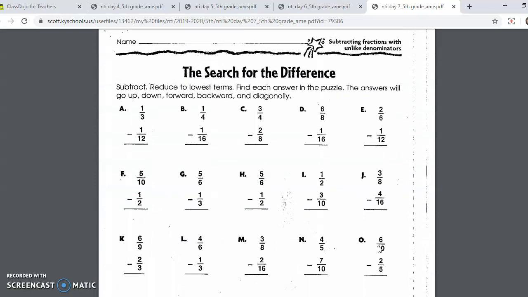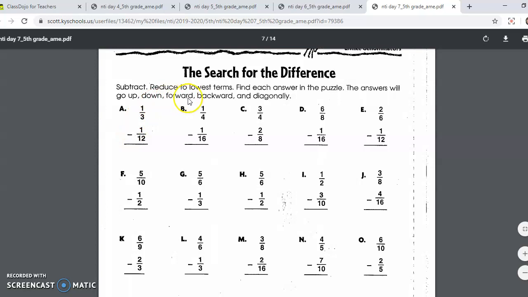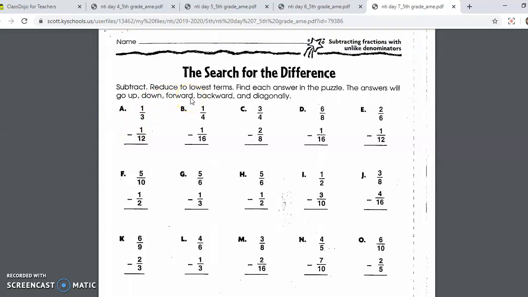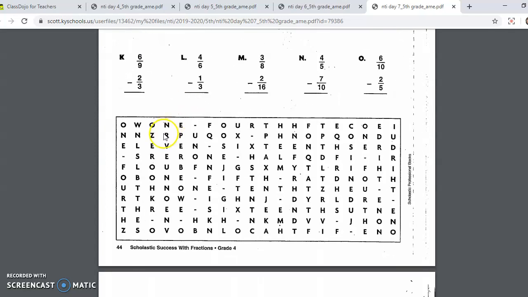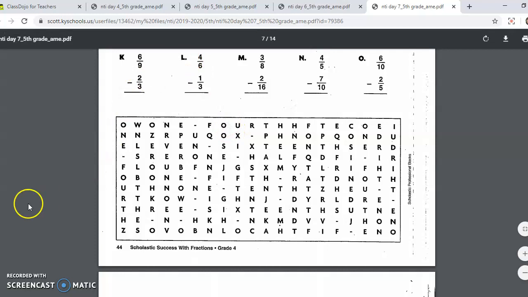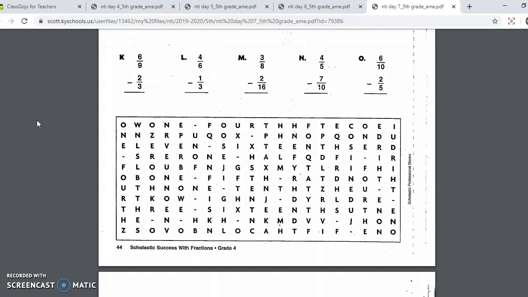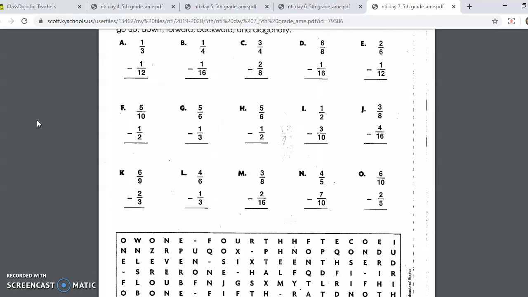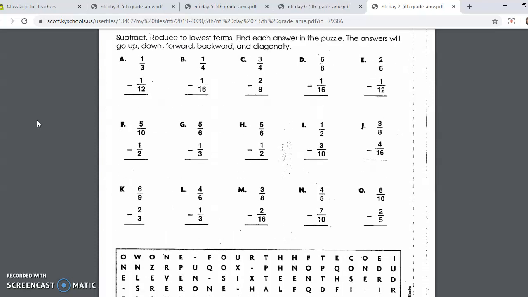Okay, this is a little bit different for math today. You're subtracting fractions with unlike denominators. The directions say to subtract, reduce to lowest term, and then find each answer in the puzzle. The answers will go up, down, forward, backward, and diagonally. These are in word form here. If you'd like to do the word search part, you're welcome to. It'll let you know if your answers are correct or not, because if you can't find them in this box, then that tells you need to go back and look at your answer. So I would at least recommend trying to see it, but I'm more concerned that you're completing the math at this part. So let's do a couple examples.